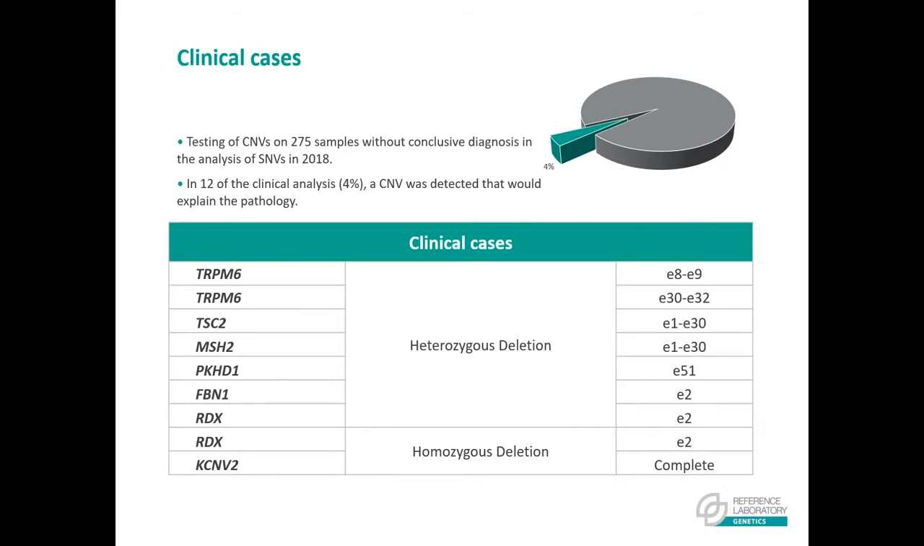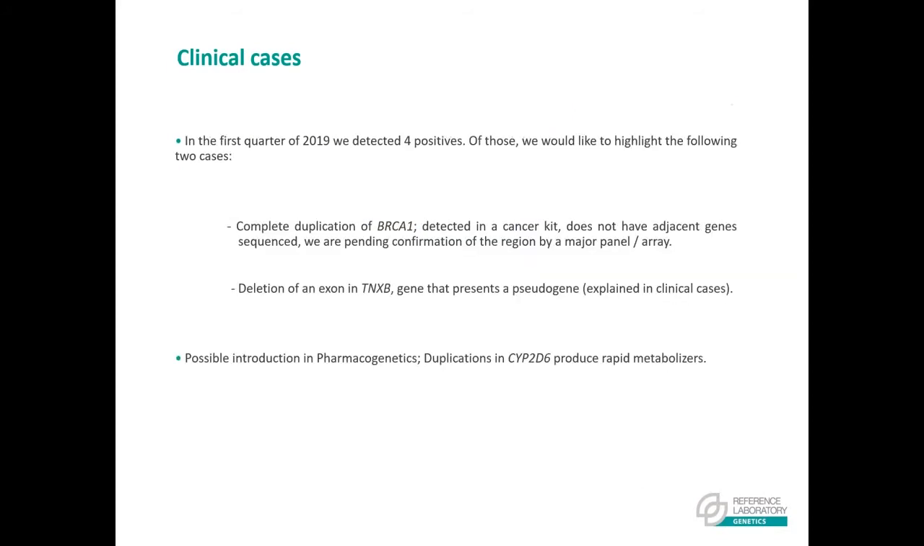In the following table, we can see that the events detected prove that our clinical sensitivity reaches down to a single exon, finding events in a large number of different genes associated with multiple pathologies. I would also like to comment that at the beginning of this year, 2019, 4 new variants have already been detected that could explain the patient's clinical diagnosis.